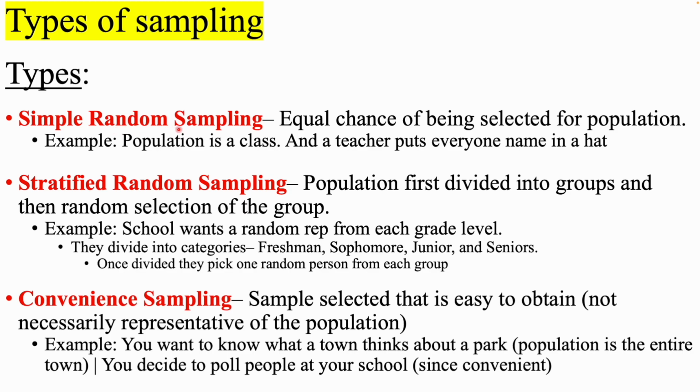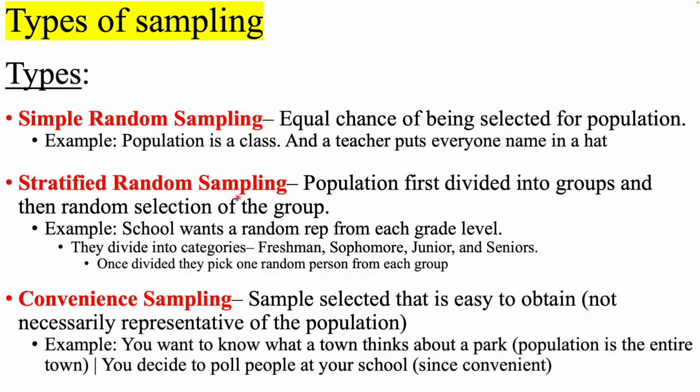So simple random sampling is a pretty good one. It says equal chance of being selected from a population. So an example could be the population is a class, and a teacher puts everyone's name in a hat. From there, the teacher selects a name. And that's a perfectly good sample because every person in the population has an equal chance of being selected.